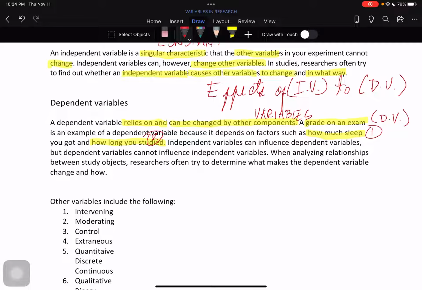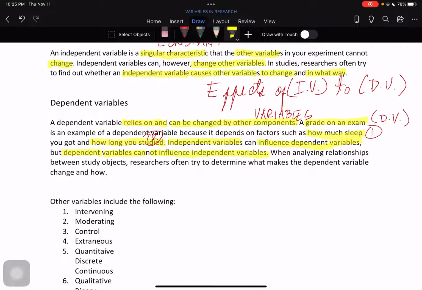Okay, independent variables, to continue, can influence dependent variables. Independent variables usually influence dependent variables. But again, as I mentioned earlier, dependent variables cannot influence independent variables. When analyzing relationships between study objects, researchers often try to determine what makes the dependent variable change and how. This is the same as the last statement in the other paragraph that we mentioned earlier.